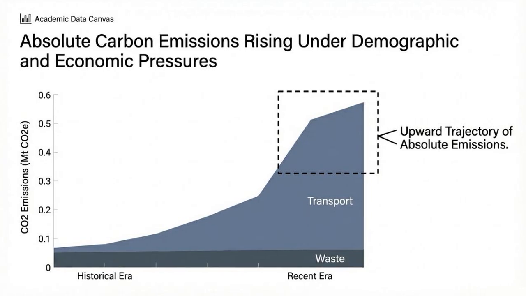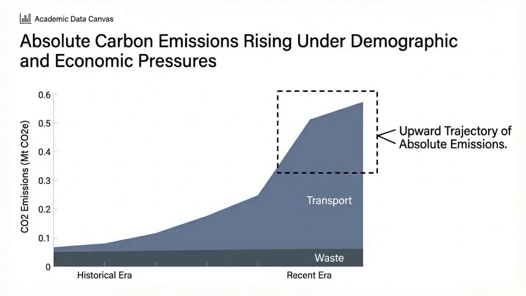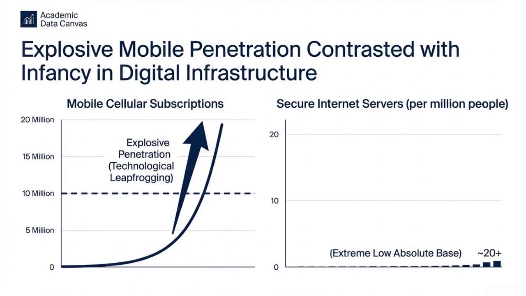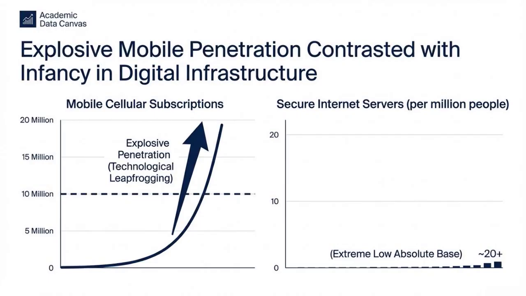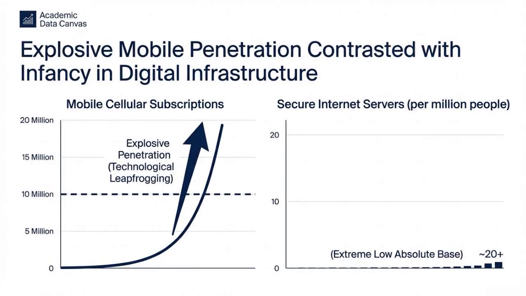But while the physical infrastructure is choking on its own growth, the digital infrastructure is doing something completely wild on slide 13. It's a totally different story. When we look at technology, the mobile cellular subscriptions have seen explosive exponential growth, breaking the 10 million mark. The slide has this bold upward arrow labeled leapfrogging. In a country of 13 million people, almost everyone is getting a cell phone.